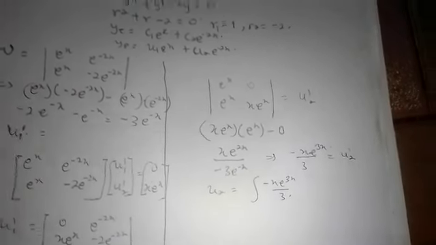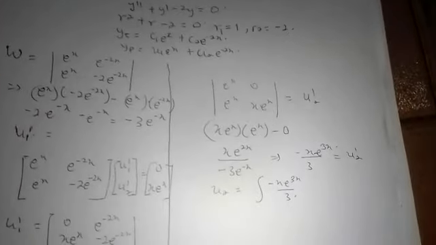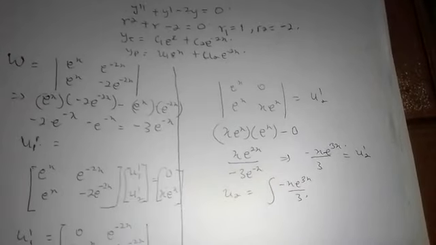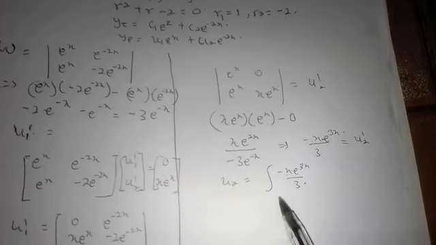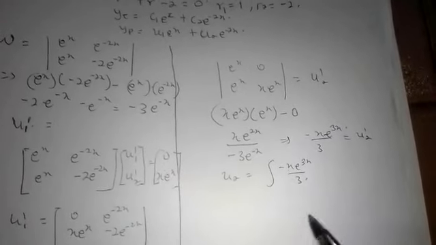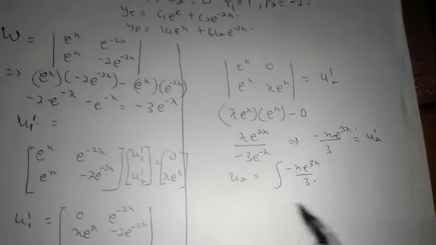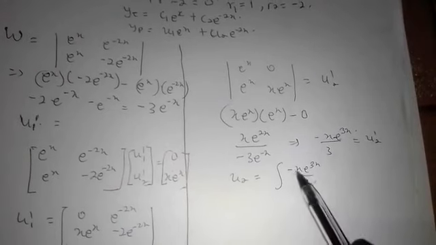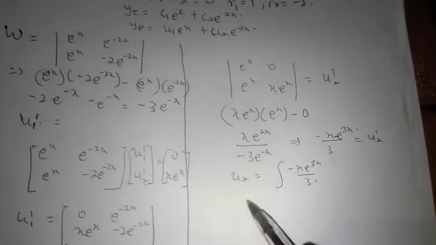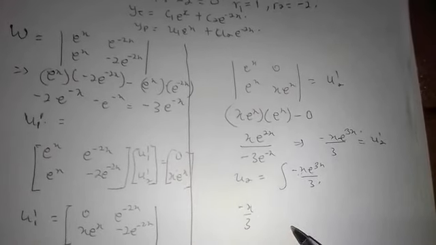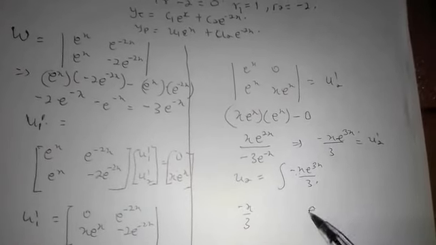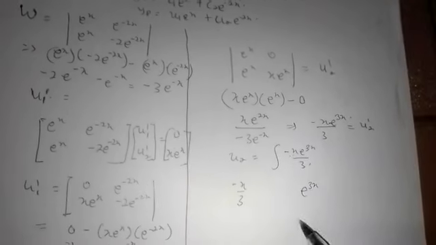Now once you have this, you are to integrate this. You have a linear function and an exponential function, so it becomes integration by parts. To solve this integral by parts, I have a short formula here. You take negative x over 3 here, and this is the part you can differentiate to 0. Then e to the power 3x, you are going to integrate that part.